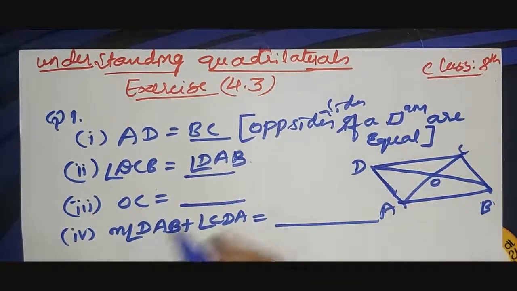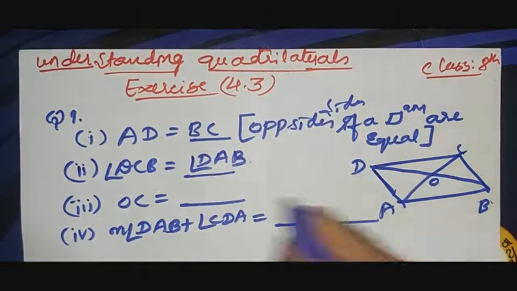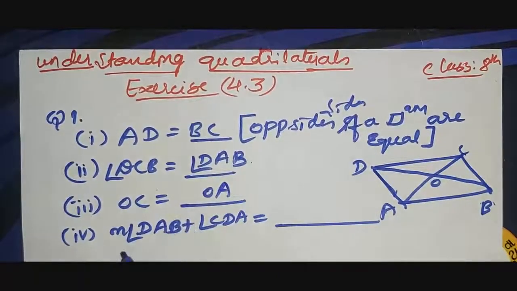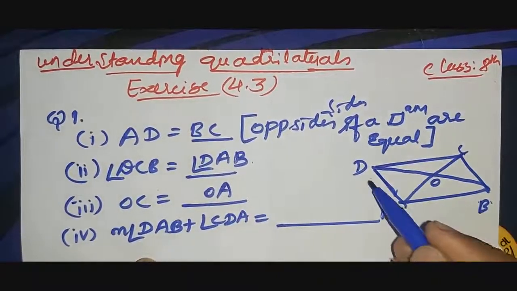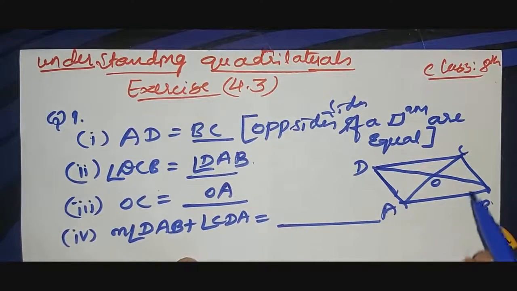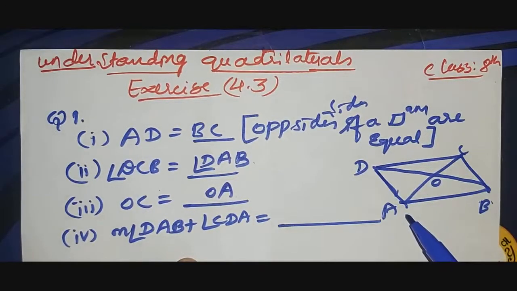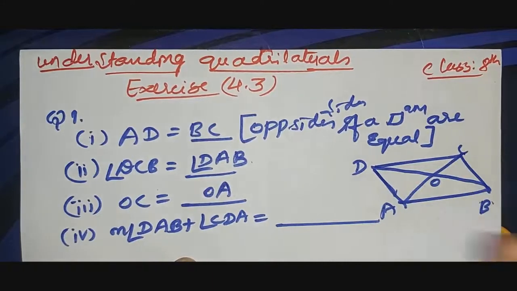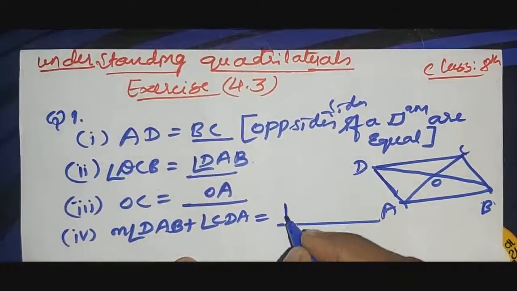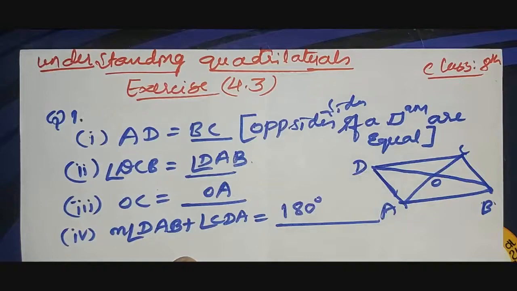And the fourth question, we have OC is equal to OA. The answer is OA. And even measuring angle DAB plus CDA is equal to, as adjacent angles in a parallelogram are supplementary. So we will write here 180 degrees.